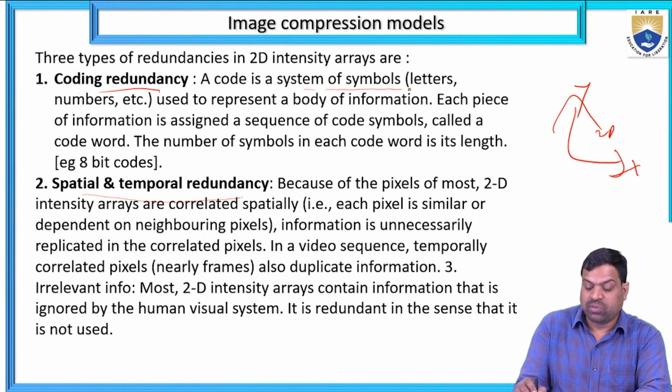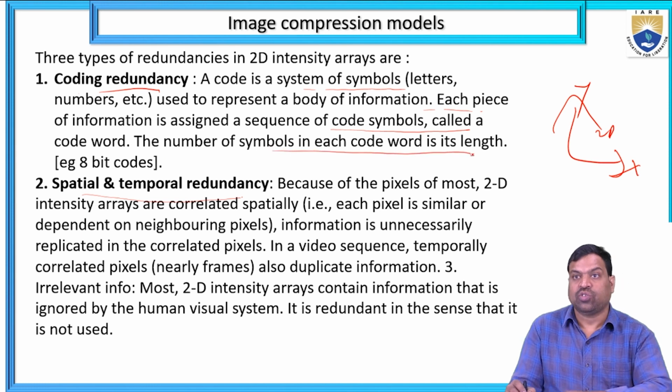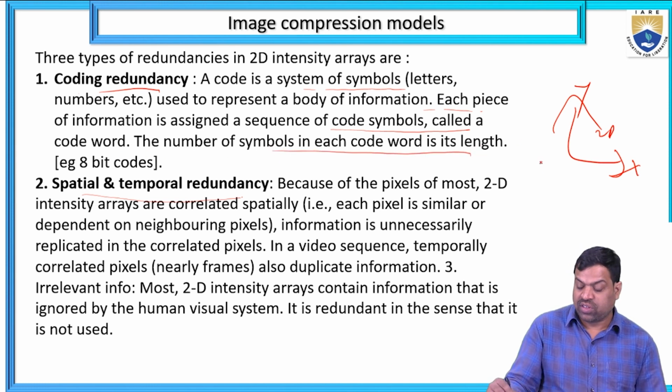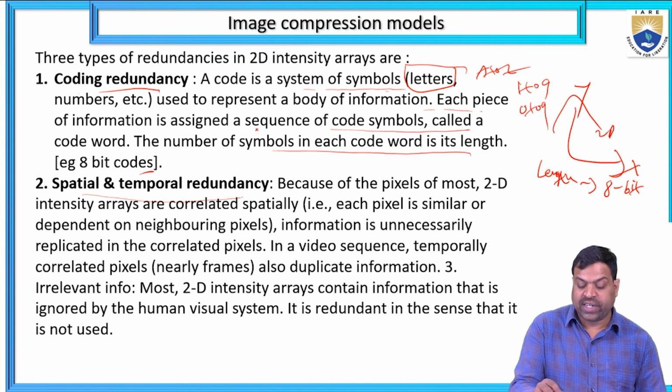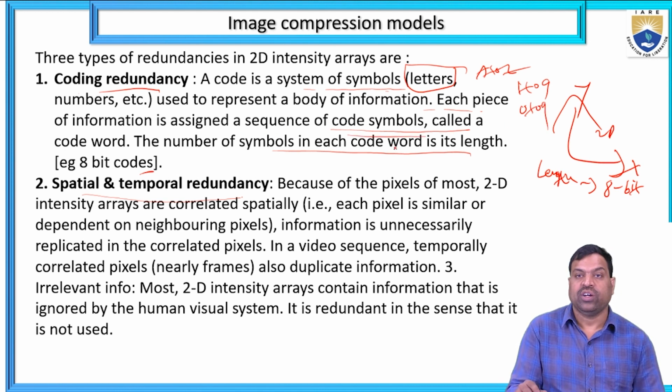A code is a system of symbols or letters, numbers, etc., used to represent a body of information. Each piece of information is assigned a sequence of code symbols called a code word. The number of symbols in each code word is its length. I am taking the length as 8-bit. So the code is a system of symbols or letters, A to Z and numbers 0 to 9, assigned as a sequence of code symbols called a code word. The number of symbols in each code word is the length, 8-bit, so 0 to 7.